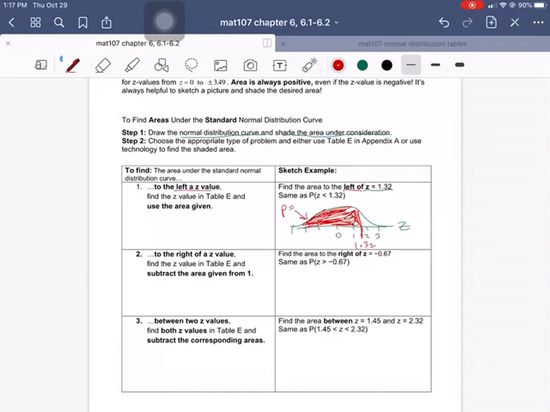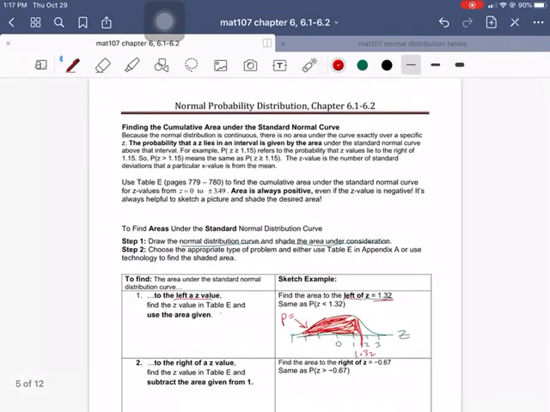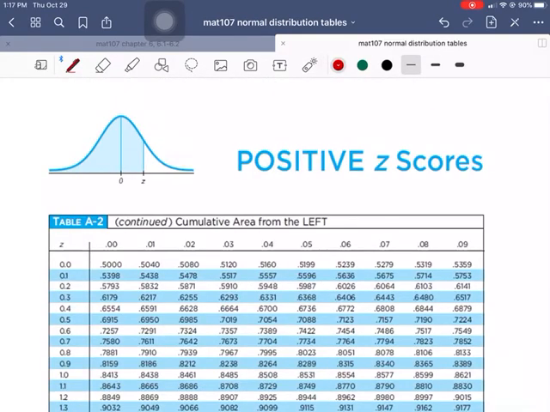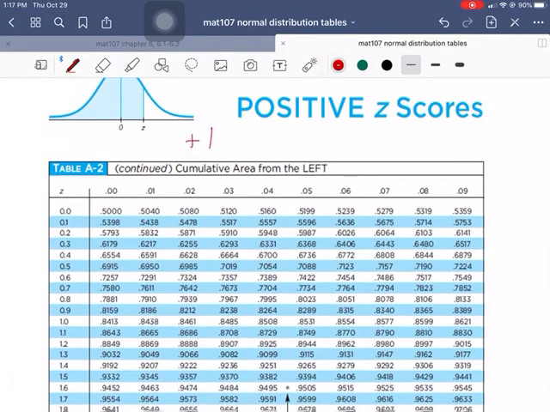So for an area that's to the left of the value, you want to go to the E table and find the given area. So notice that this is a positive 1.32. I'm going to go down here till I get 1.3. All right, and then I'm going to go over to 2, and right there is 0.9066.